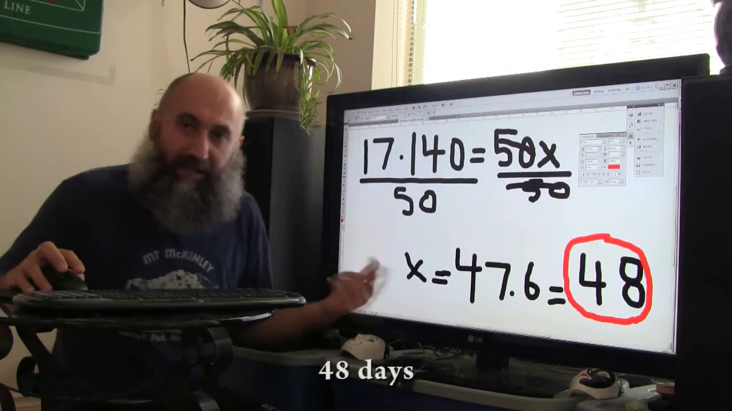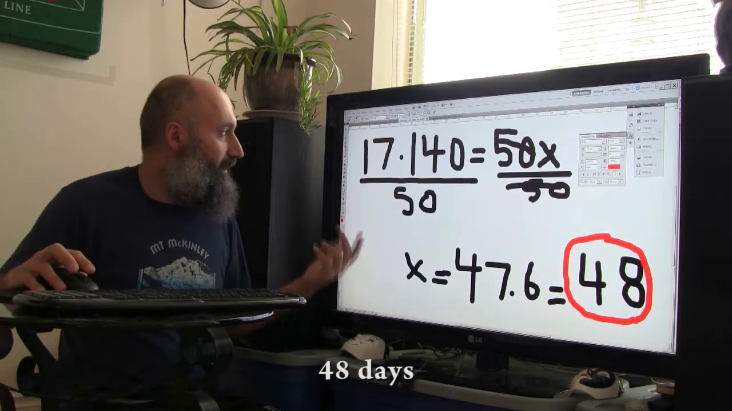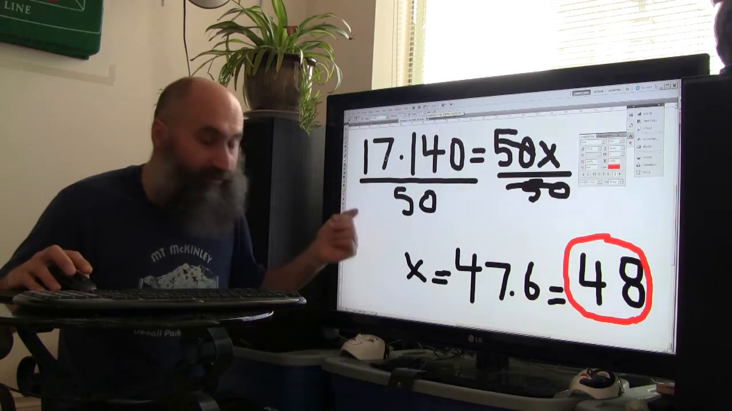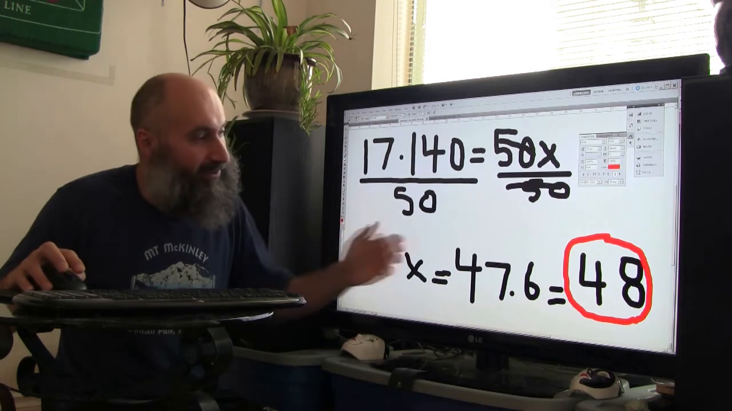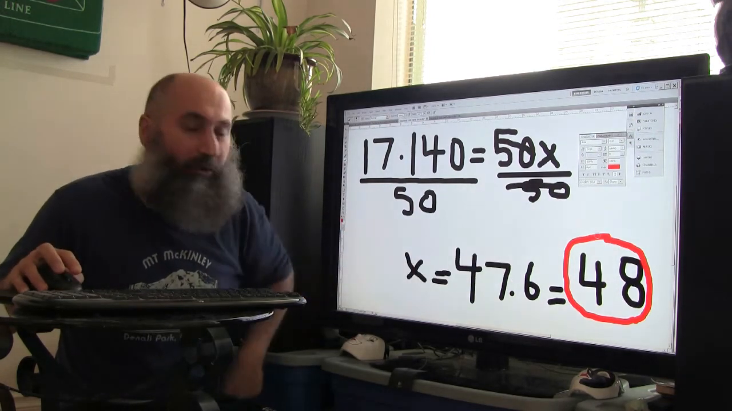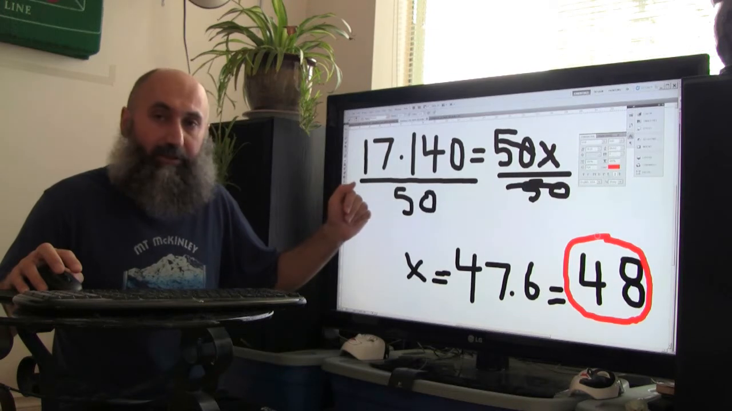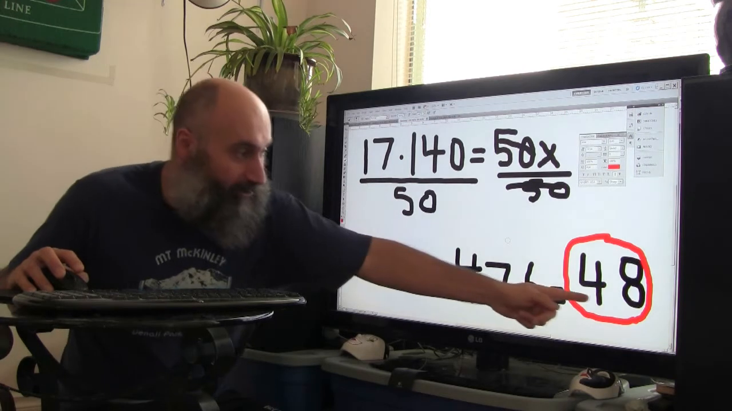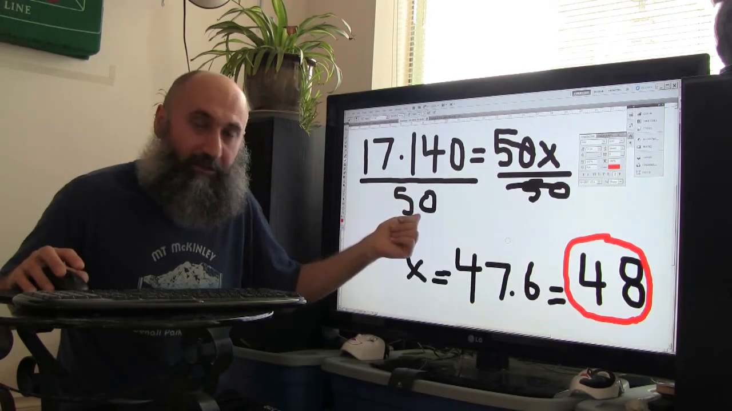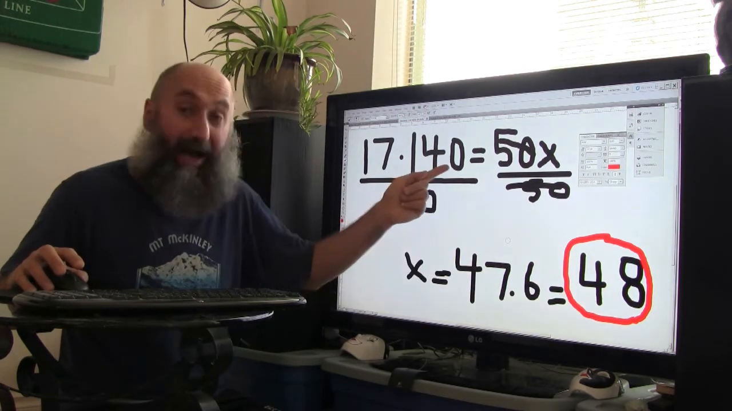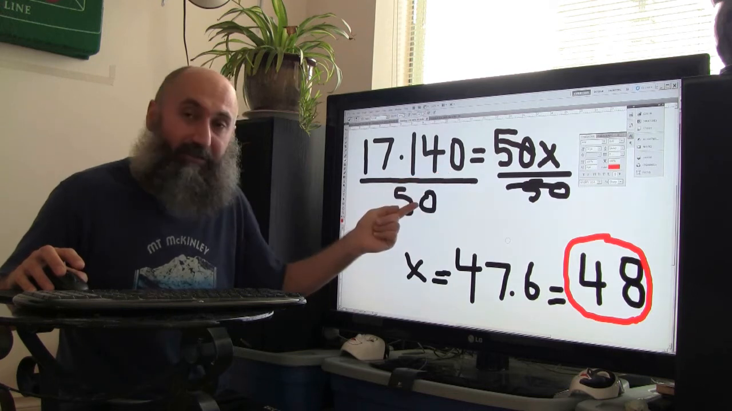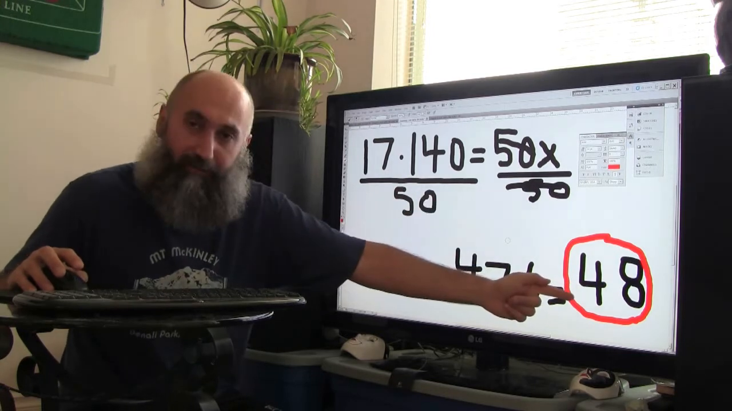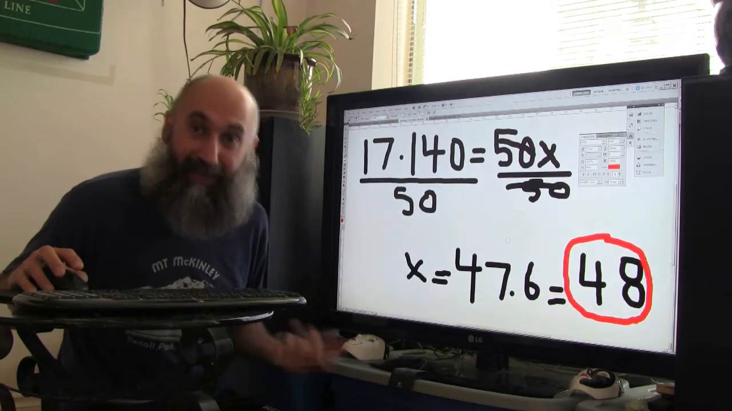So based on the pace that I'm going on right now, it took me 17 days to do 50 videos. If I go at this pace, it's going to take me a total of 48 days to do 140 videos, right? Now I've already gone through 17 days of that, got 50 videos done. So I'm going to have to subtract 17 from 48 to figure out how many days I have left, right?